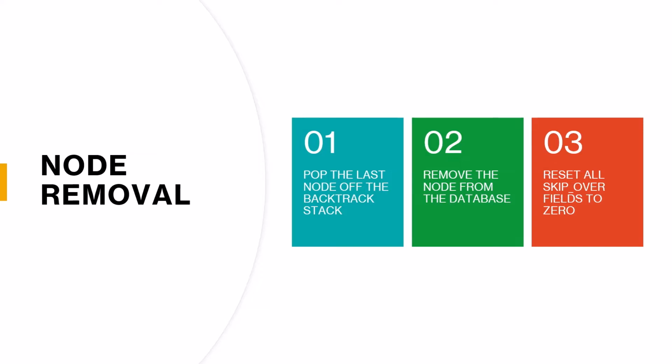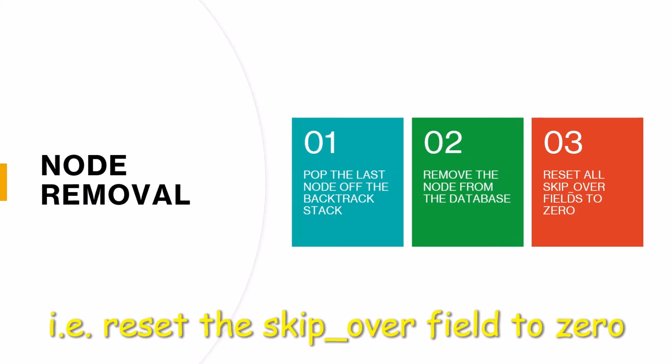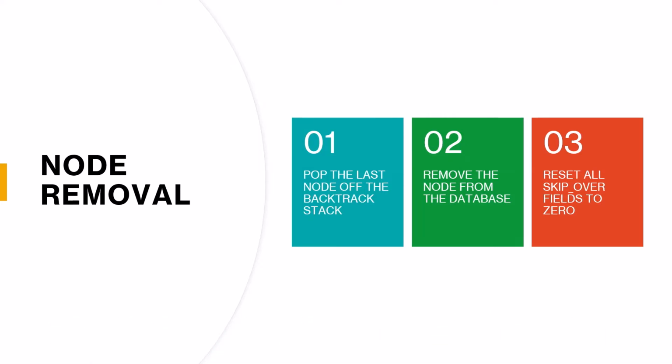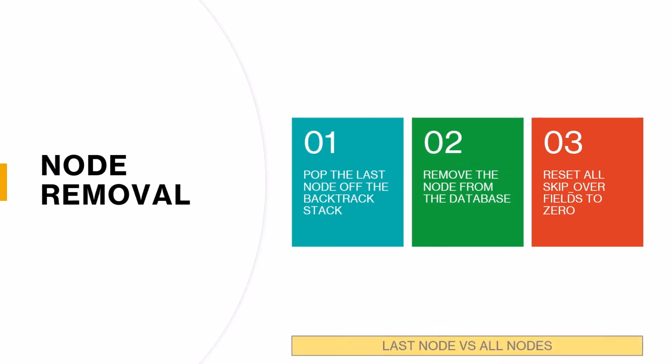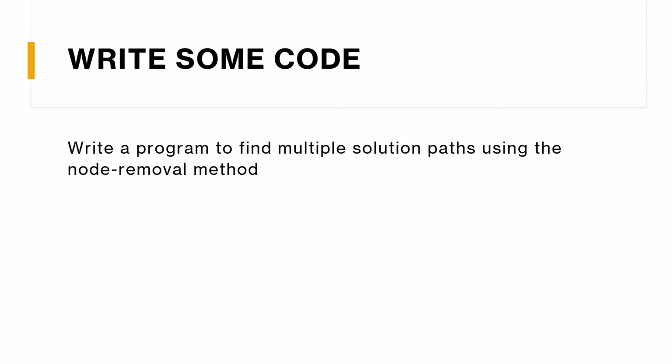The third thing we need to do is to reset all skip over fields to 0 before looking for an alternative solution path. Now we didn't do this in the path removal method, if you recall, right? But we need to do this in the node removal method simply because in the node removal method, we are removing only the last node from the solution path versus removing all nodes on the solution path in the path removal method, right? So now let's write a program to find multiple solution paths using the node removal method.